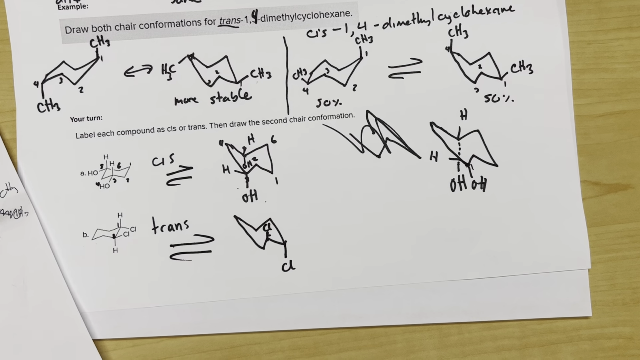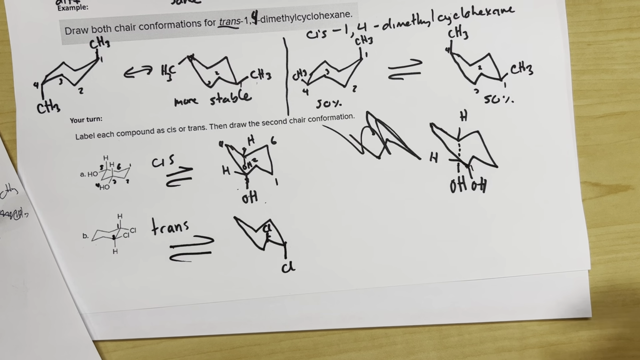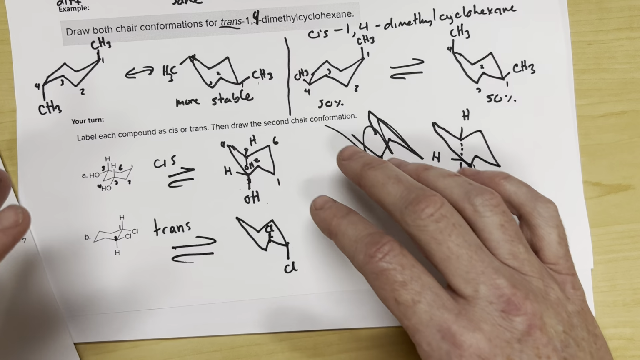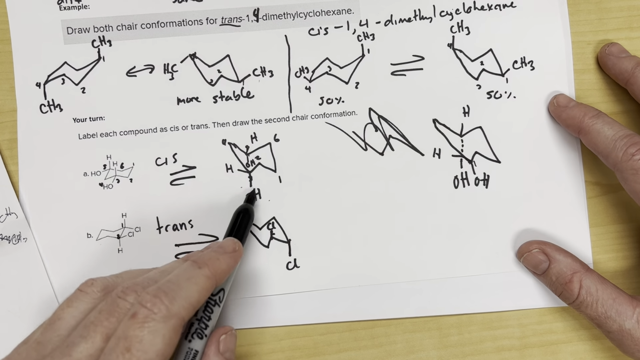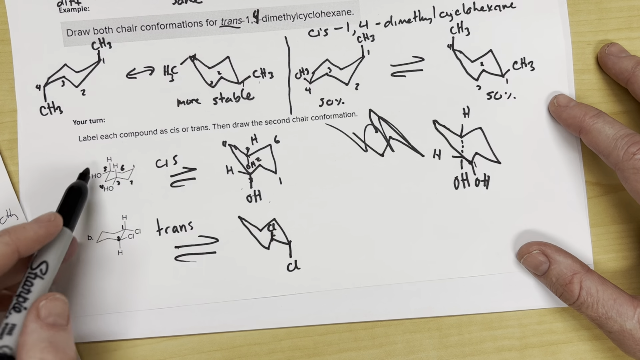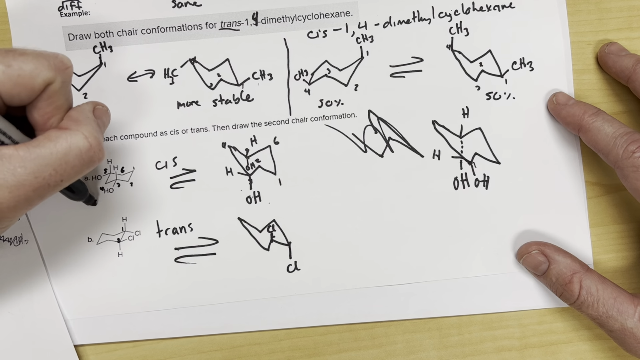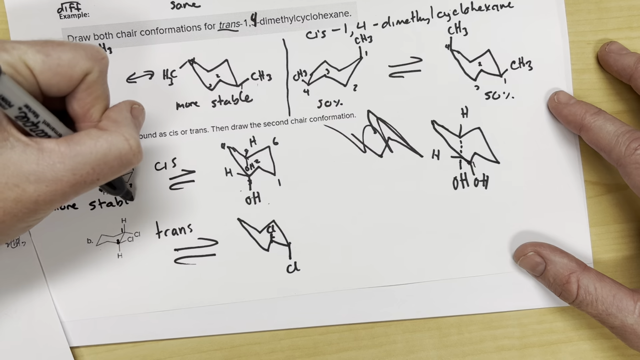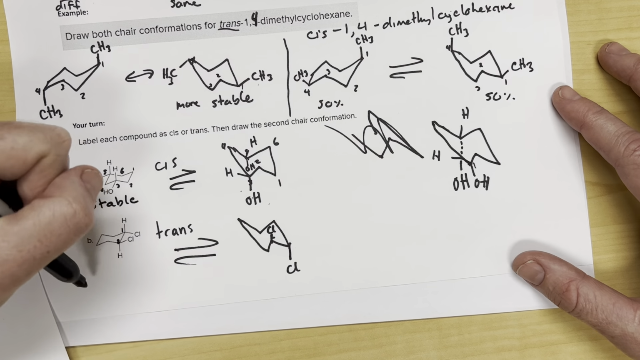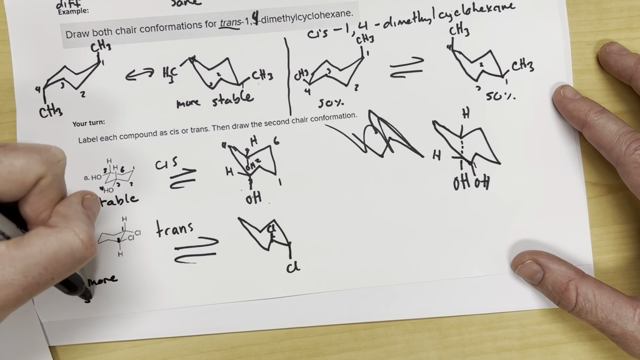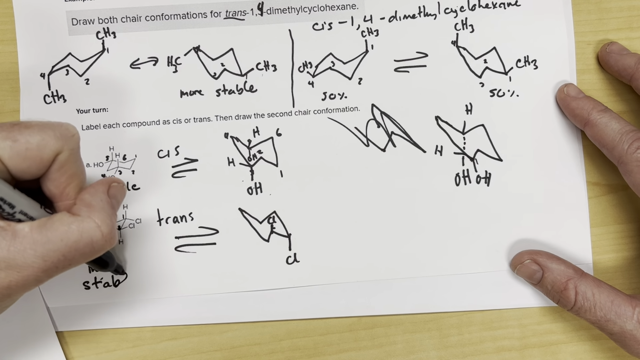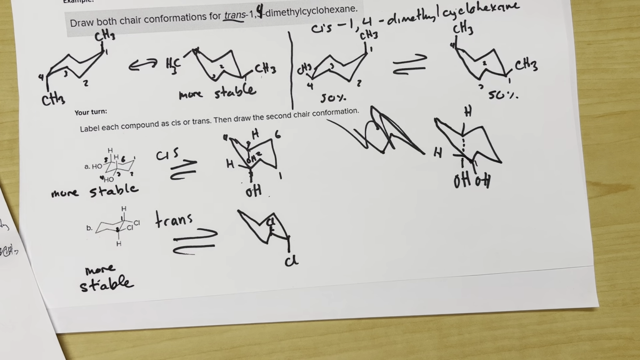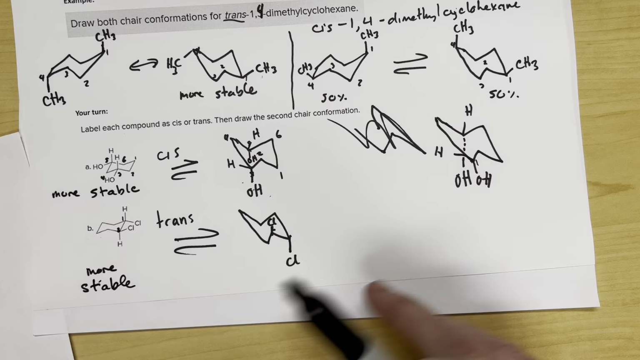flip conformation. If I asked you to tell me which one is more stable, right here they're both axial, here they're equatorial, so this one is more stable. Let's just write more stable. And over here, these are equatorial. This is also more stable. All right, cool beans.